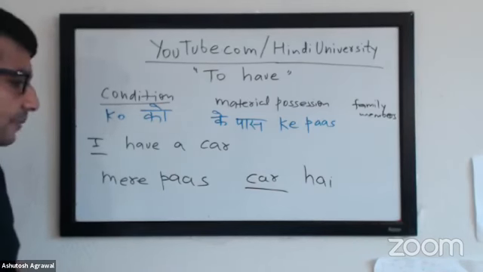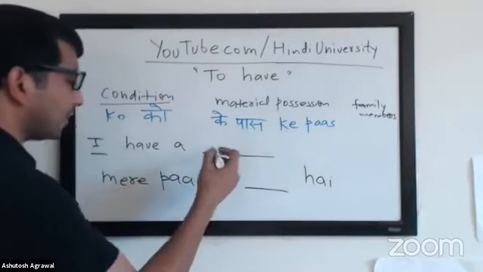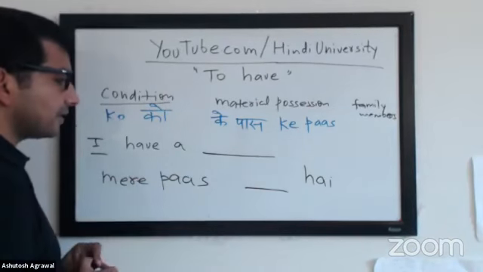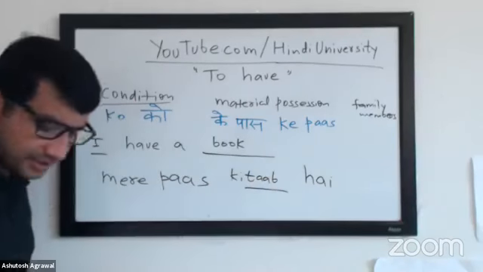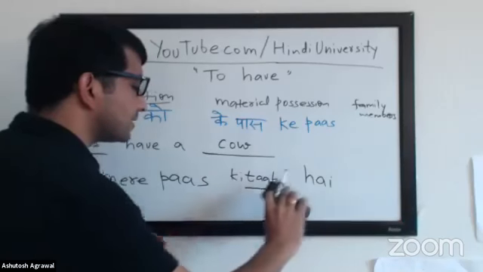Let's start with simple examples. Yeah, mere paas ek kitab hai. Okay, very good. So you can talk about a kitab, which is a book. Very good. Keep going. Aur mere paas ek gaay hai. Gaay is a cow. Is that what you say? Ji. Okay, good. So I have a cow is, mere paas ek cow hai and you can say ek gaay hai.